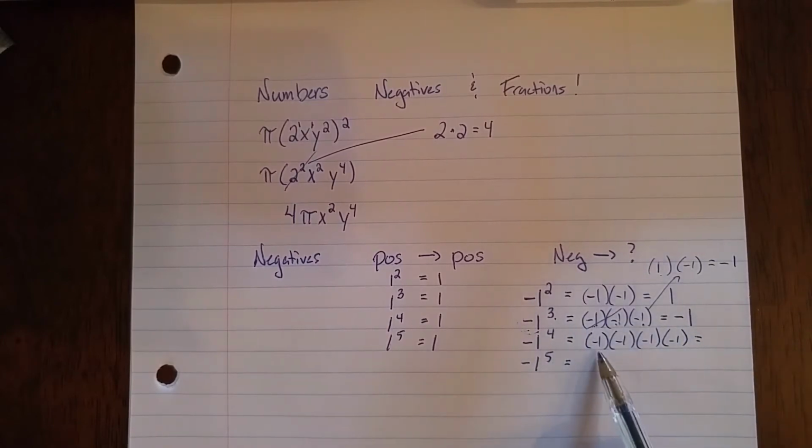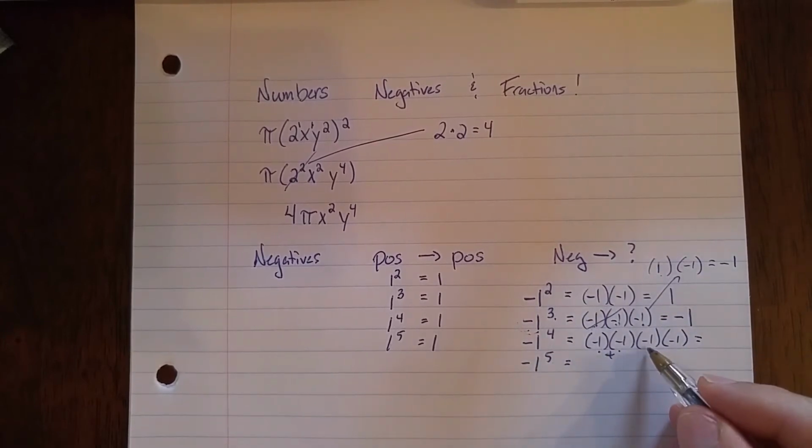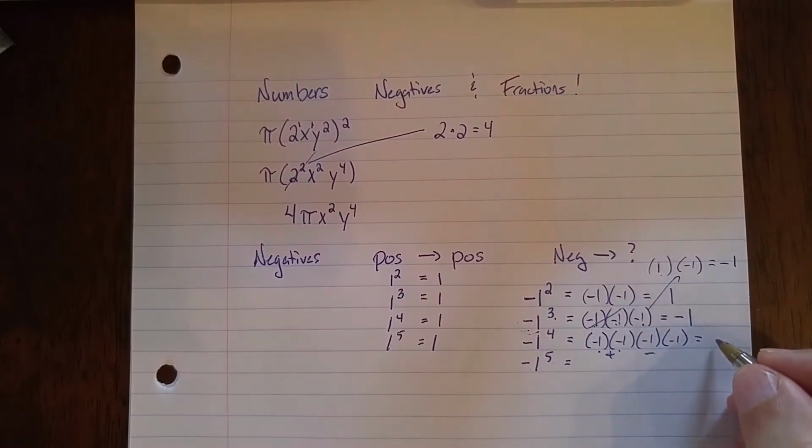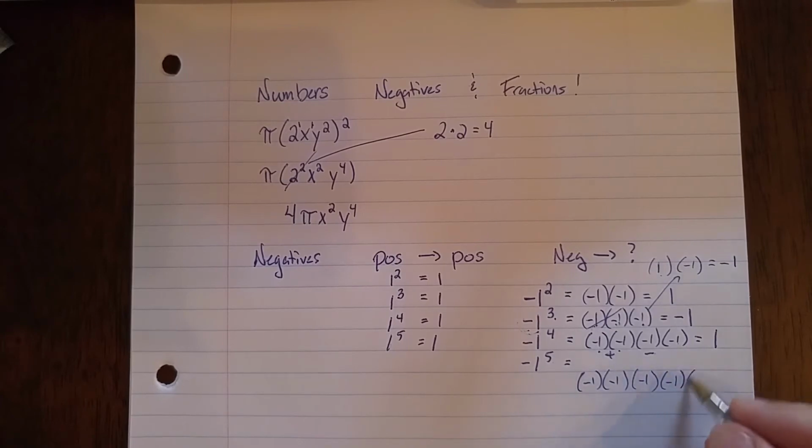And let's see what happens. Negative times negative is a positive, and then a positive times a negative is a negative, and a negative times a negative is a positive. So this is positive 1. For the last one, and I'll write it on this line here, I have 5 of them. 1, 2, 3, 4, 5.